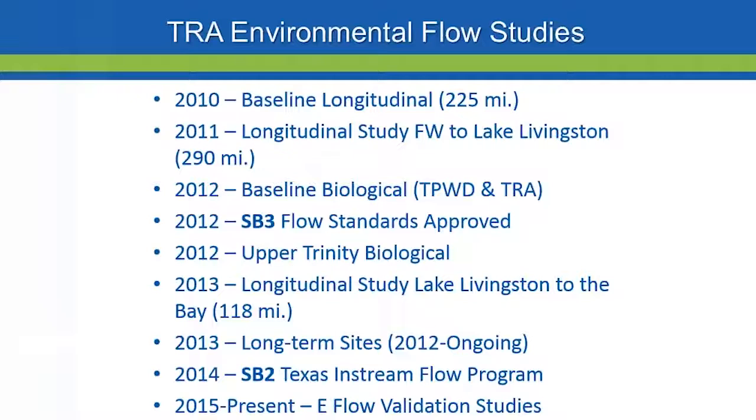Looking back to about 2010, at TRA's environmental flow studies, in 2010 we did a baseline longitudinal study. We ran about 225 miles of the river and collected quite a bit of data through that. We did 290 miles again in 2011 and go on down. You see that in 2012, we used the best available science through the Senate Bill 3 process to establish the flow standards for the Trinity Basin. If you look down a little bit, you see in 2014, Senate Bill 2, which is designed to establish a scientifically based flow regime, that study made it to the Trinity Basin. So essentially, we decided on flow values before we ever had the studies. Right now, in the Trinity Basin, we're doing Senate Bill 2 work. We're almost to the adaptive management phase of Senate Bill 3, trying to reestablish and prove these flow standards are valid.